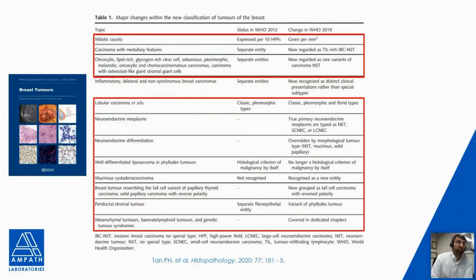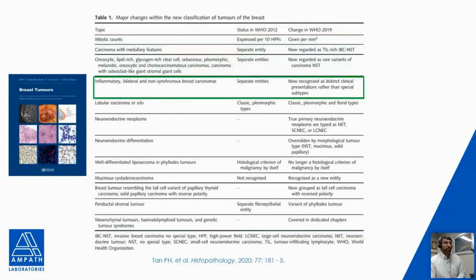The periductal stromal tumor has really just been lumped back into a variant of phyllodes, and as I said earlier, there are other tumors that are rarer and also of mesenchymal and hematolymphoid origin, and this, together with genetic tumor syndromes, have their own dedicated chapters in this new WHO Blue Book.